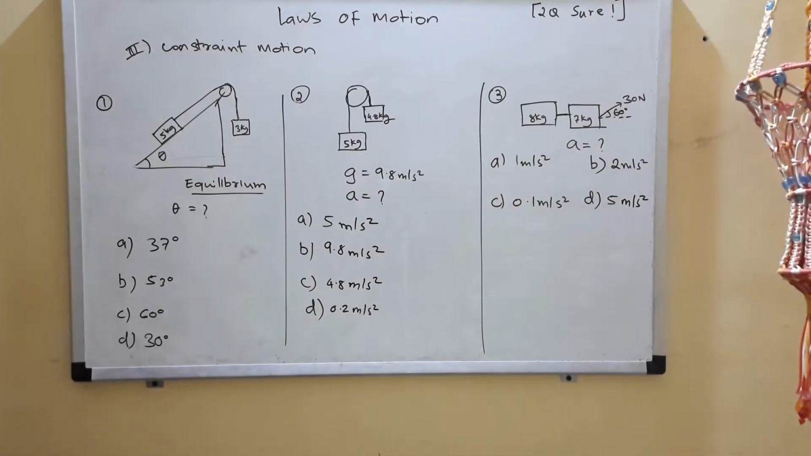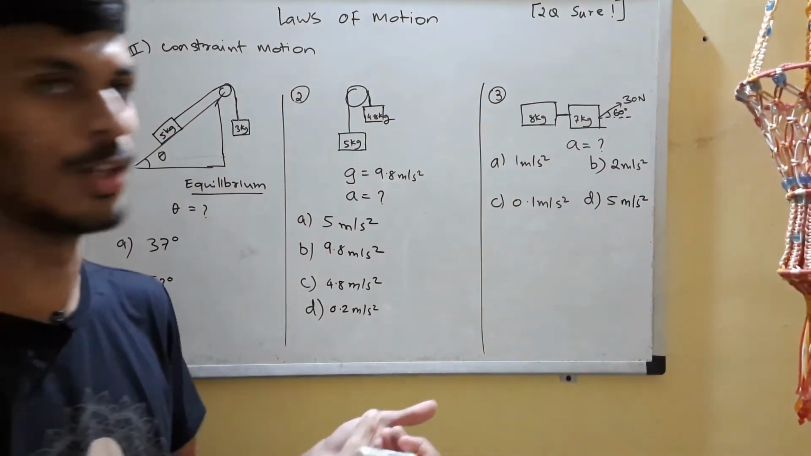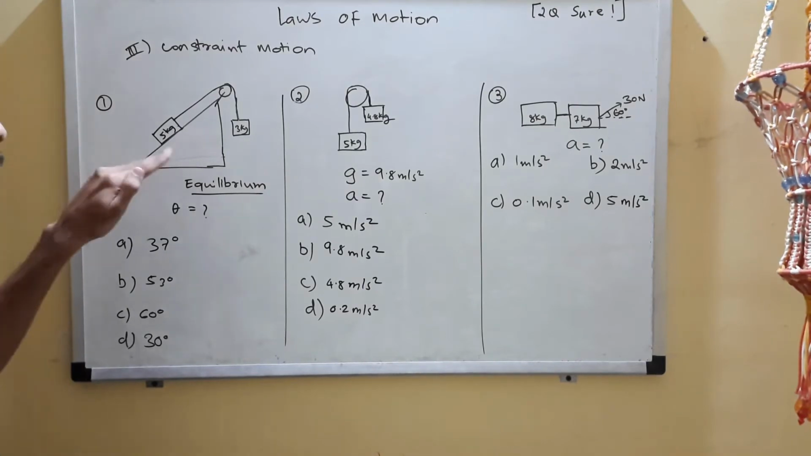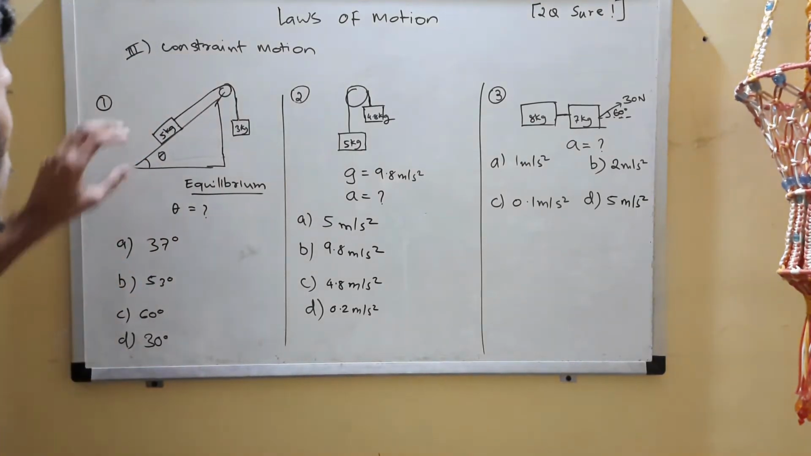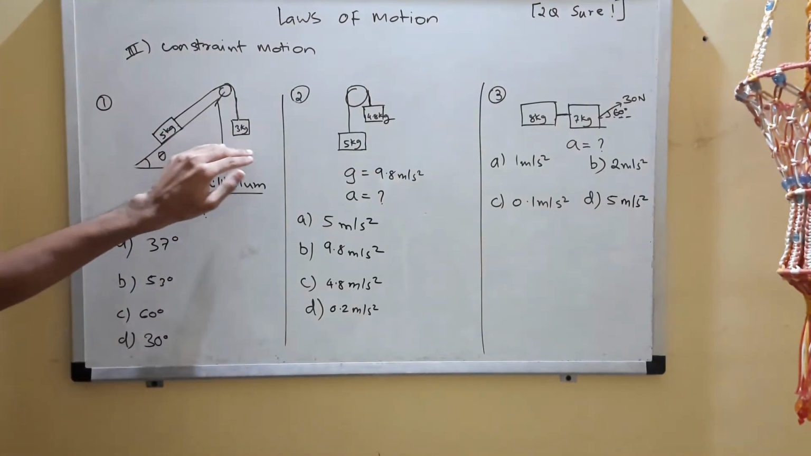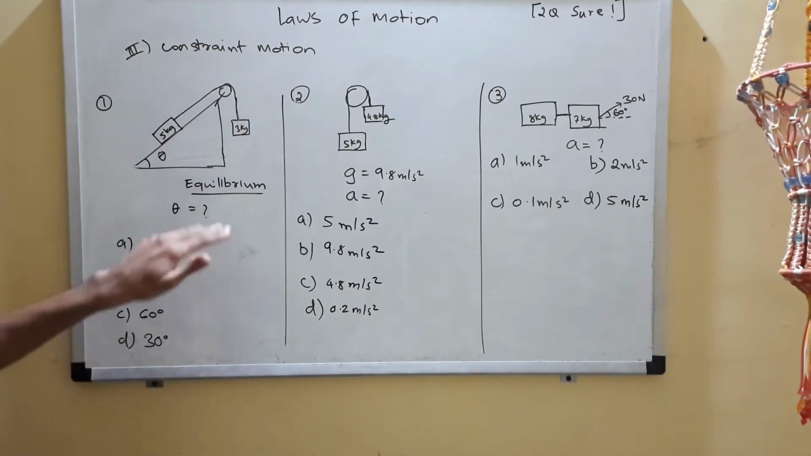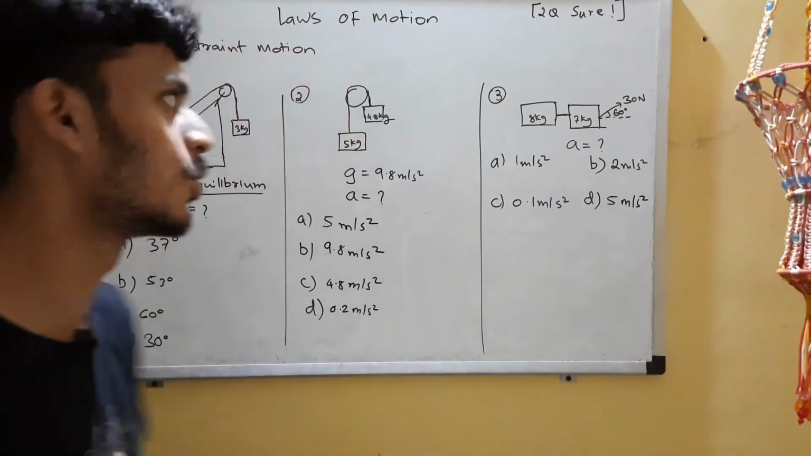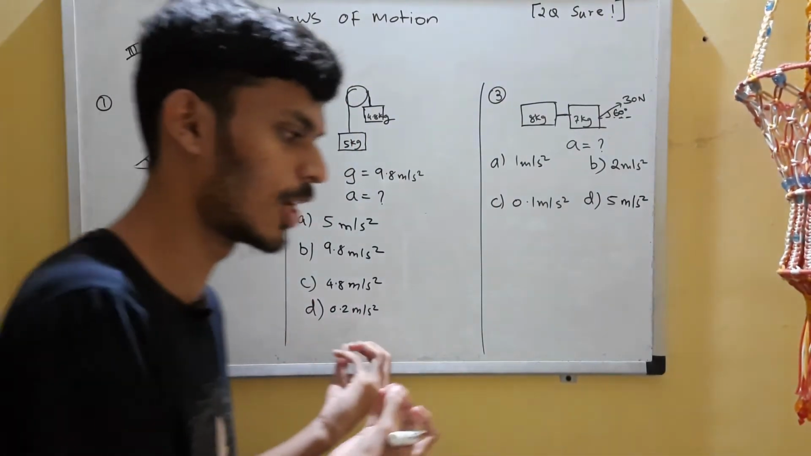So topic number 3, constraint motion, wherein the motion of one depends on the other. Here in question 1, you are given an inclined plane, angle of inclination theta, which is the one that you are supposed to find. This is a 5 kg mass, this is a 3 kg mass attached by a massless string. It is given to you that this system is in equilibrium, then you are supposed to find this angle theta. Again, what to do in questions of equilibrium?